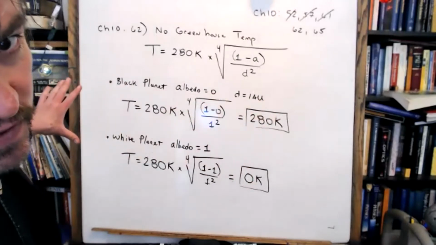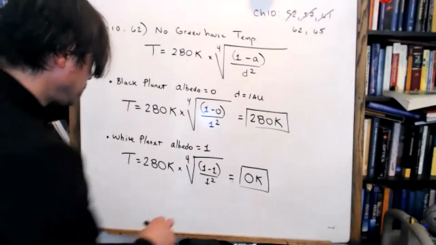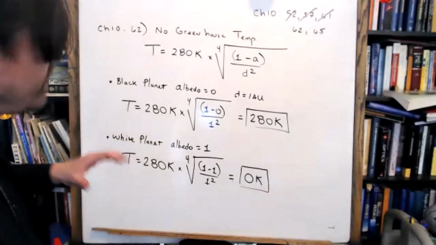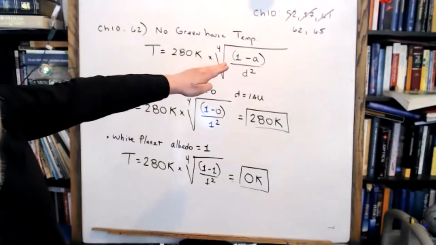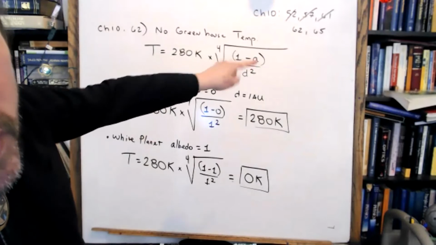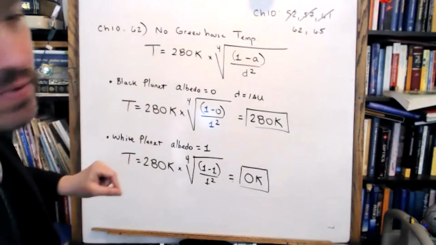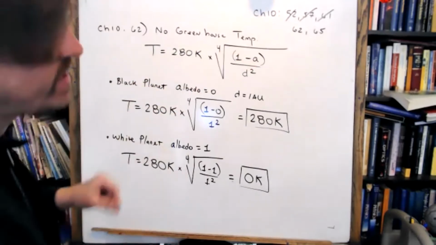Because I'm going to need some space for the third part. The next thing and the third thing we're going to do is re-engineer this problem to find what albedo we need to stay at the freezing point, and compare that to Earth.